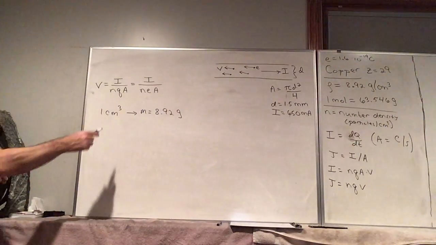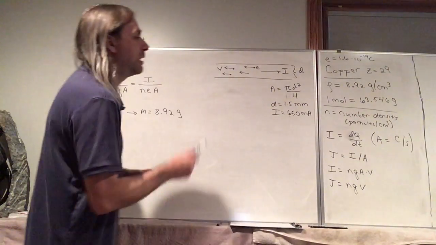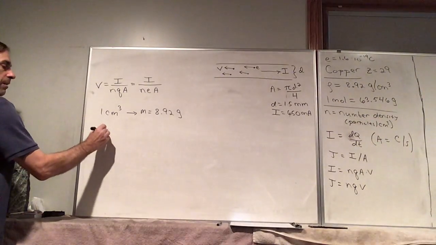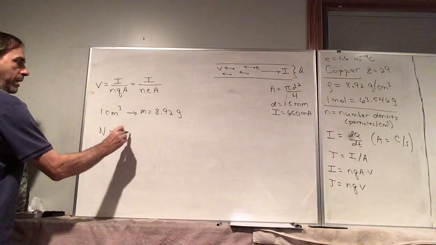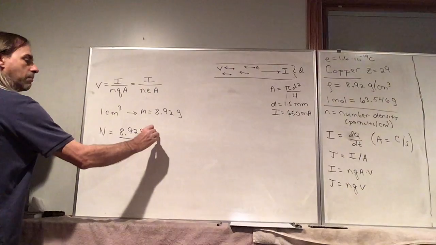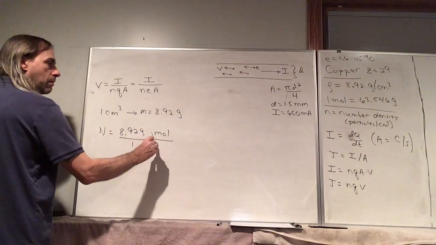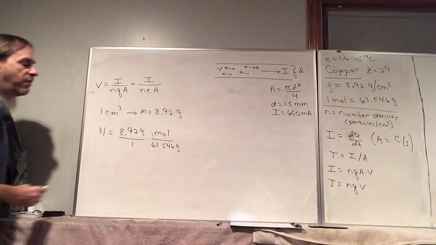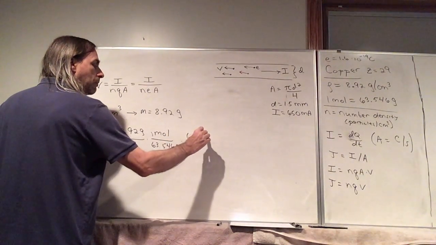And so here we know 1 mole is 63.546 grams. So the number of atoms is 8.92 grams times 1 mole over 63.546 grams, and then we multiply by Avogadro's number.